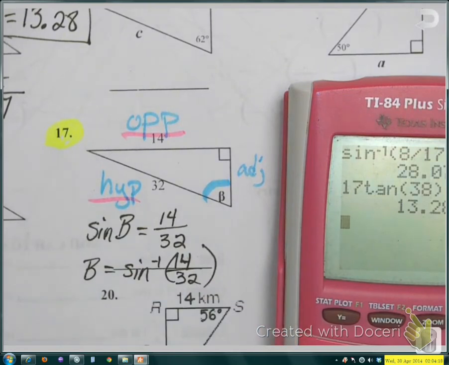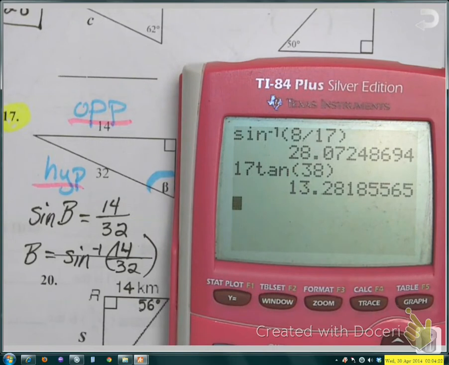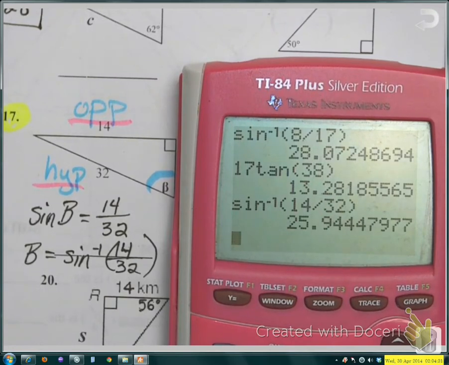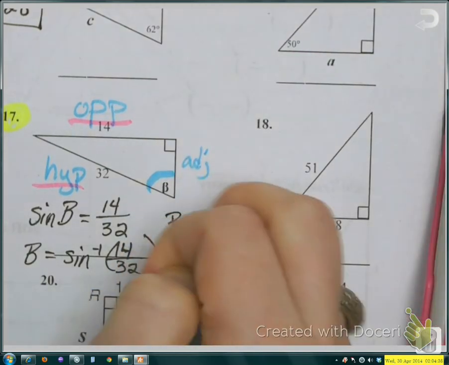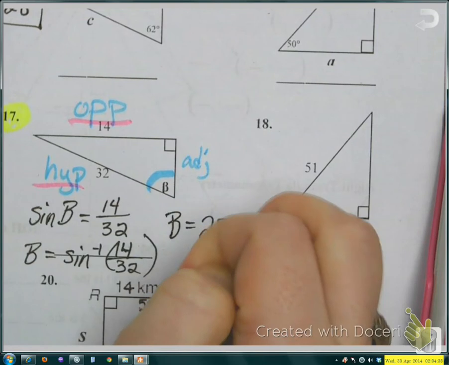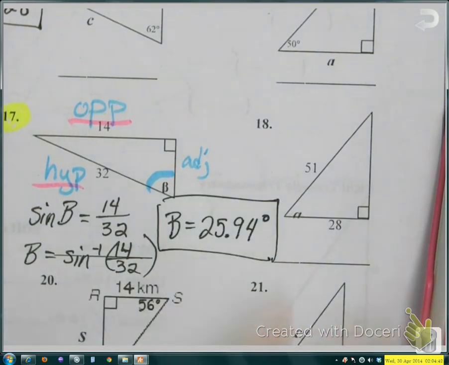We're going to plug that into the calculator here. So we're going to go second sine, 14 divided by 32. Close the parentheses, and I get that it's 25.94 degrees. So B equals 25.94 degrees. And that's how we solve using basic triangles.